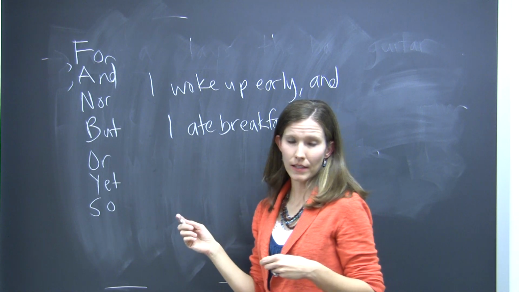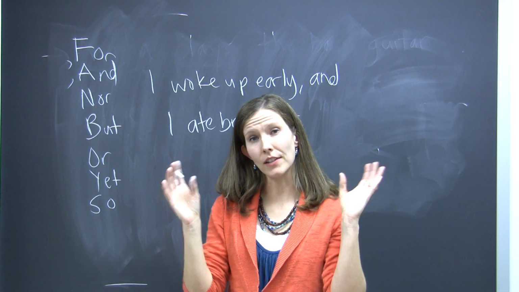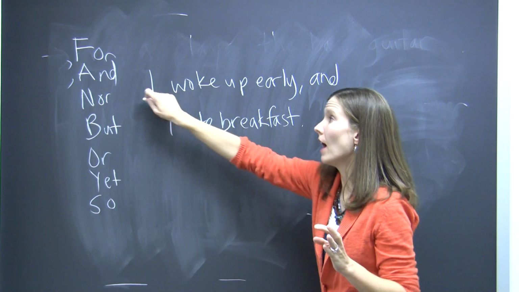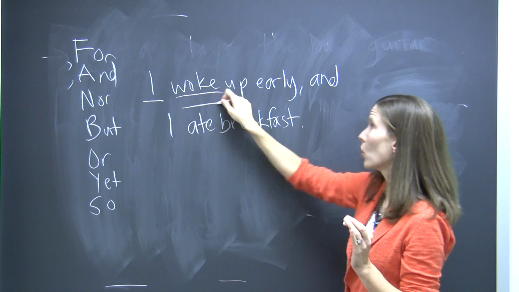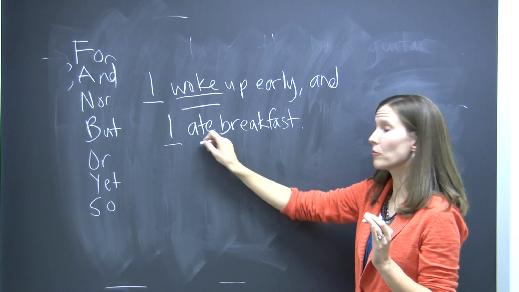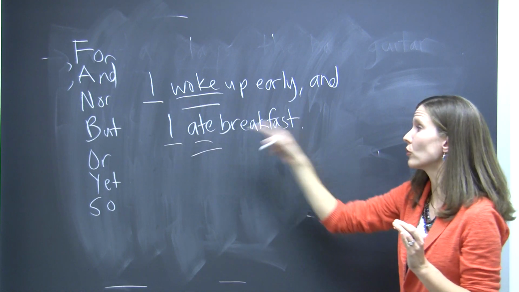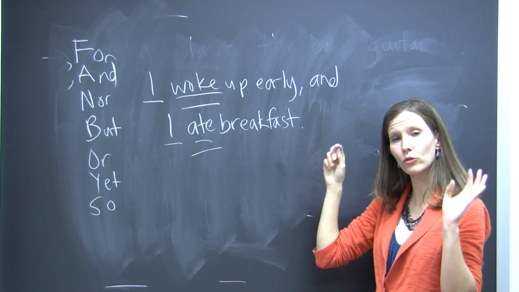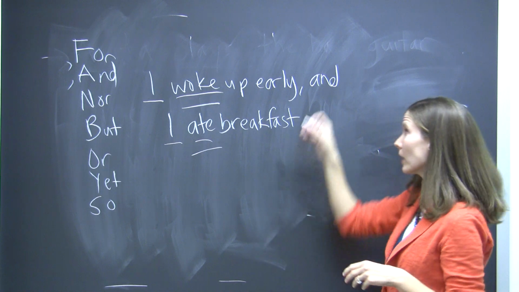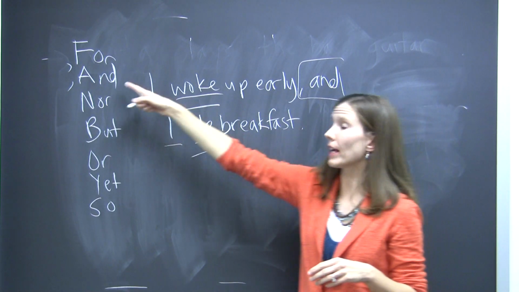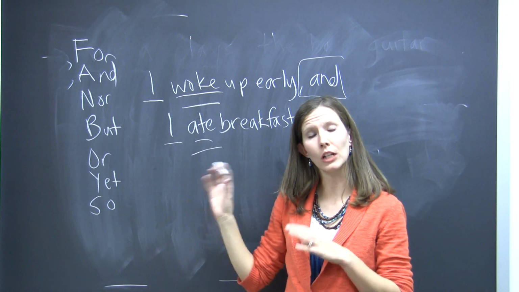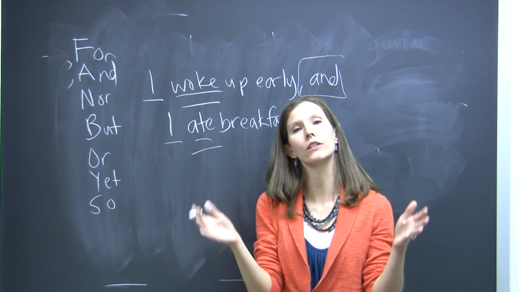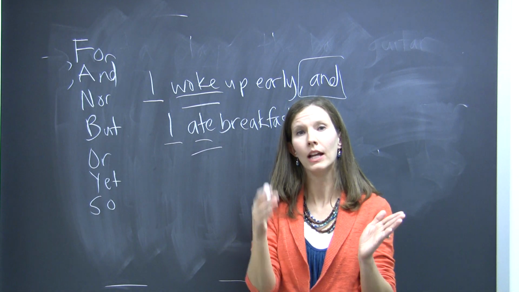In this sentence, this is a compound sentence. It has two independent clauses because I is the subject, woke is the verb, I is the subject, ate is the verb. So I have two independent clauses, two complete sentences that are joined with a comma and a fanboy, or a coordinating conjunction. So it's a compound sentence. That's one way to form a compound sentence, is with a comma and a fanboy.